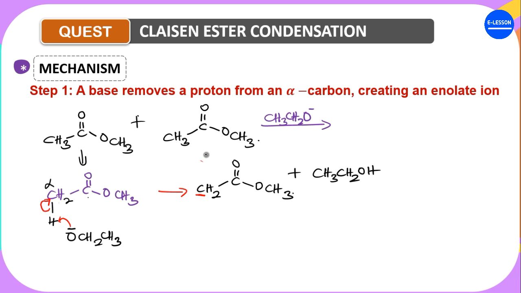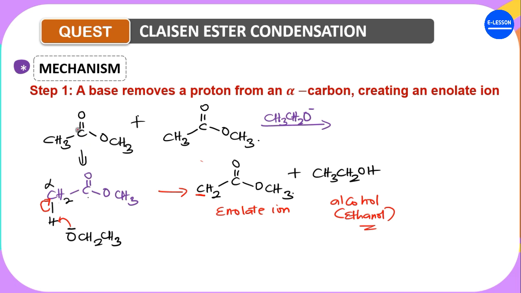So the first step of the reaction leads to the formation of the enolate ion. Now, which of them is the enolate ion? This is the enolate ion, okay? Enolate ion and what? Alcohol. Which in this case, the alcohol is ethanol, okay? So that is for the first case.